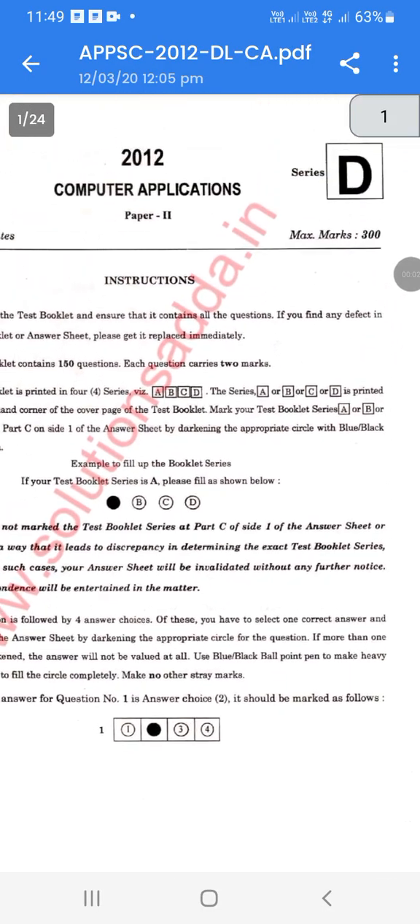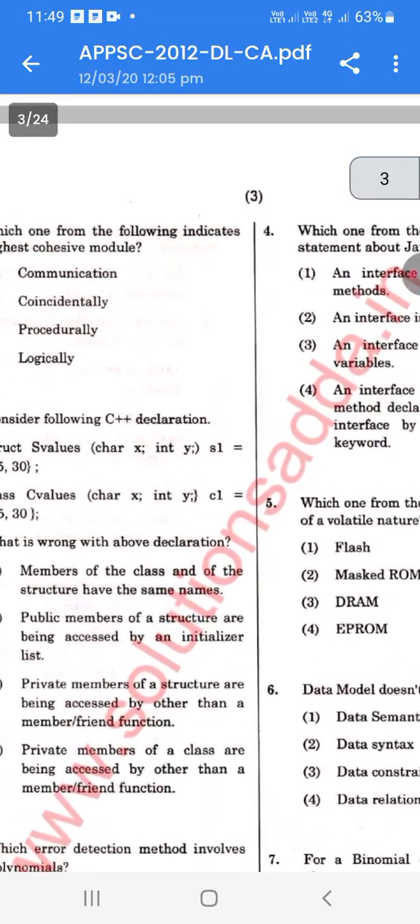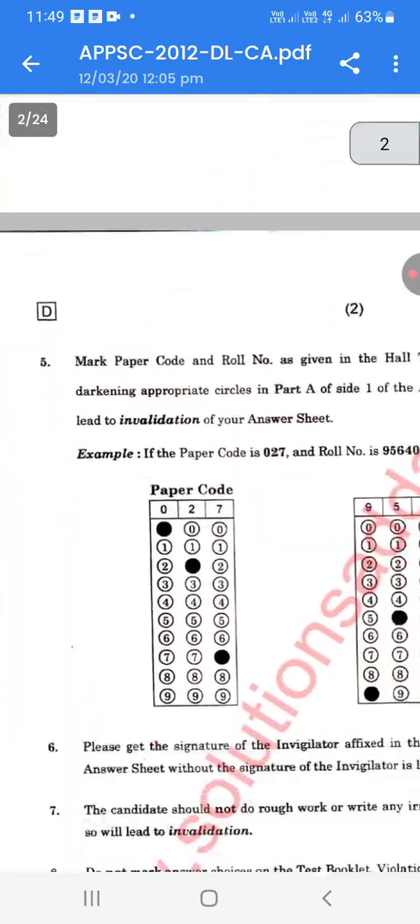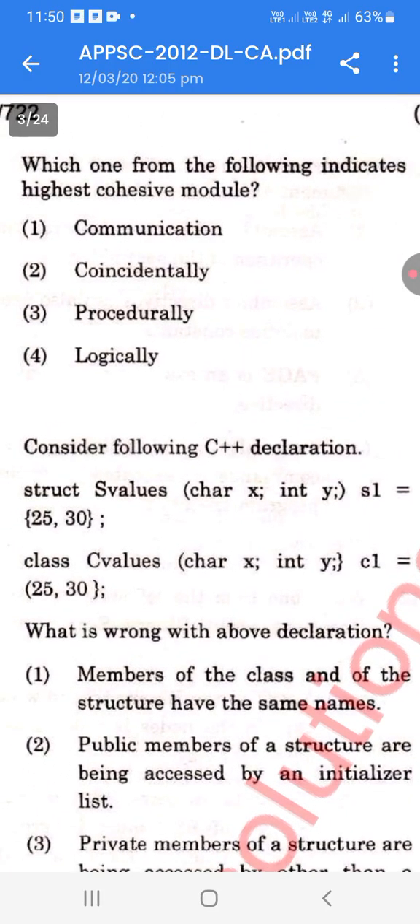Today I would like to explain about Truth and for computer applications paper. First one, which one from the following indicates highest cosine module?